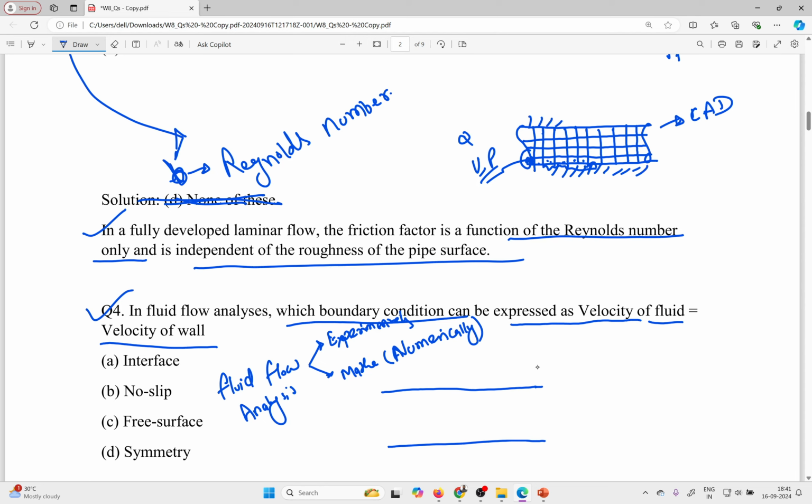So basically we are talking about velocity of fluid equal to the velocity of wall. Here the velocity of wall is equal to 0, and at your boundary, the velocity of fluid we also consider 0 because of the no slip. So the question is about that only. The correct answer is no slip.